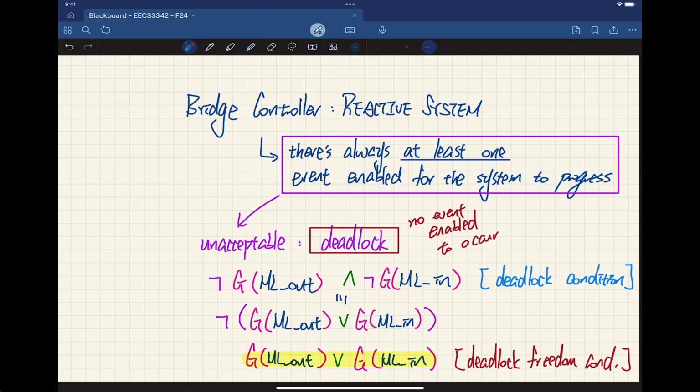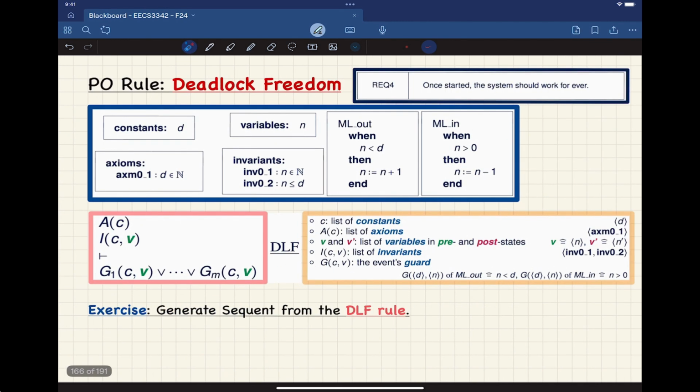All right. If no further question, let's now see the actual proof obligation rule. And it'll be very smooth once you understand how this is derived. All right, so the proof obligation here goes like this. We got a sequent over here. So DLF stands for deadlock freedom.